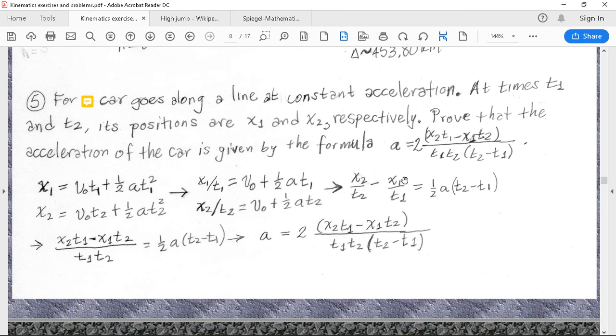So, simplifying the fraction, we get x2 t1 minus x1 t2 in the numerator over t1 t2, which is in the denominator, equals 1/2 of a times (t2 minus t1). So that a equals 2 times x2 t1 minus x1 t2 in the numerator and t1 t2 times (t2 minus t1) in the denominator.